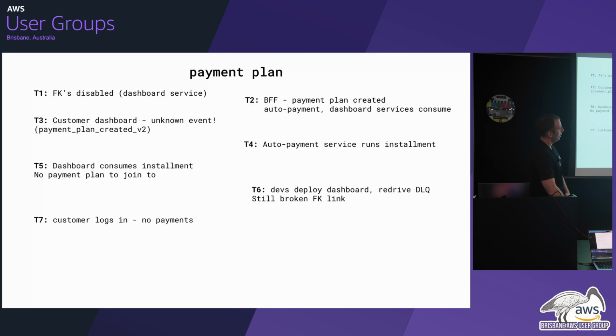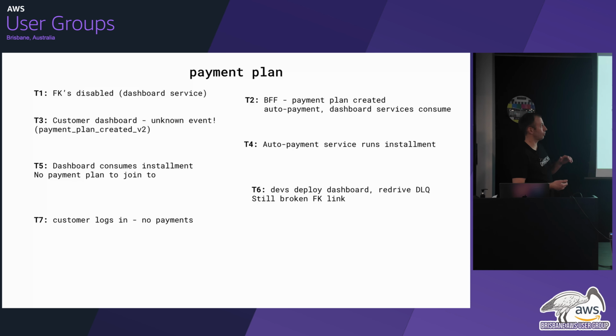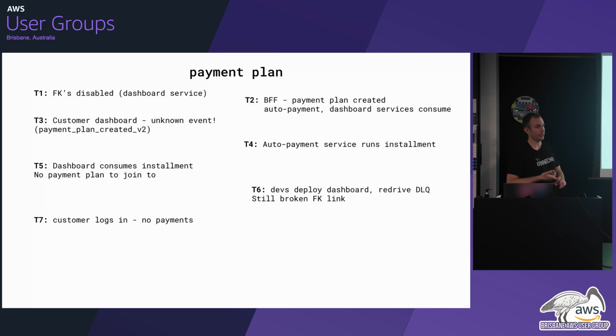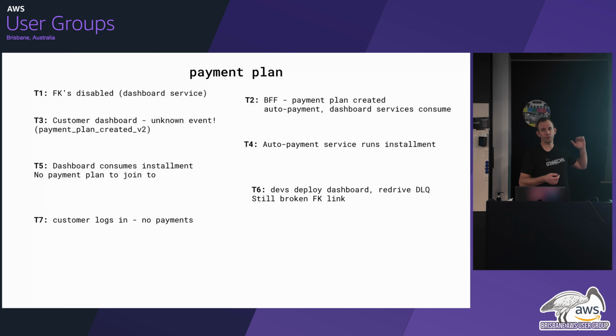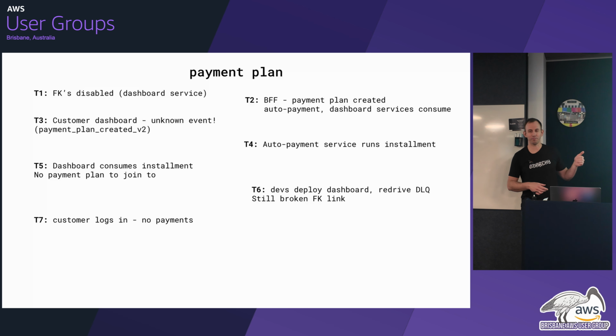Then at time 2, we had our backend service where a payment plan got created. You've got this payment plan event, you push it onto the Kafka bus, and it fans out to all the other services. The auto payment service got it, and also the dashboard service got it. At time 3, it got to the dashboard service, but no one from the team had updated the dashboard for ages. It was really old, and it saw payment plan created v2, and it's like, I don't know what this is. It knew v1, but it didn't know what v2 is. So it just chucked it onto the dead letter queue. That's what it's designed for. And it's like, yep, I'm good. I'll keep processing.